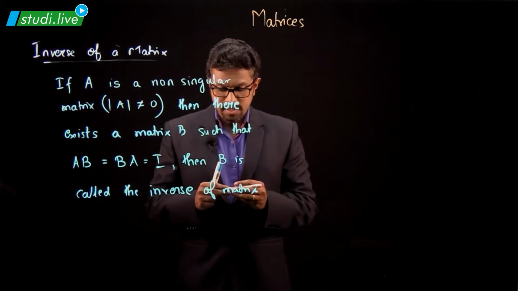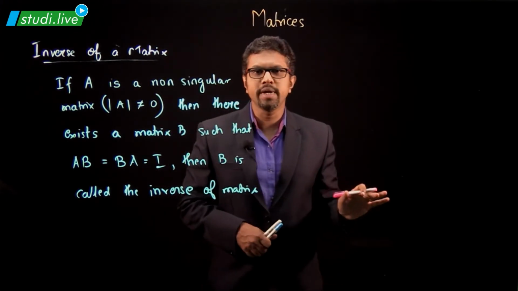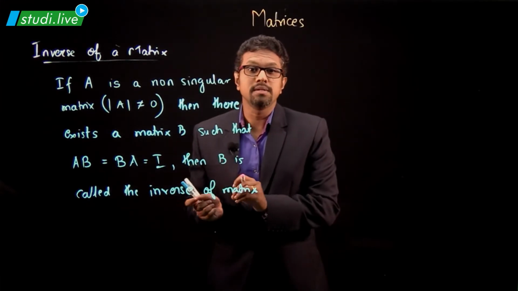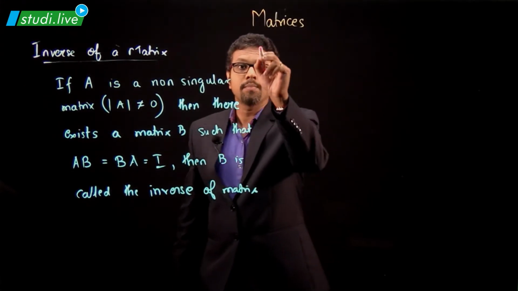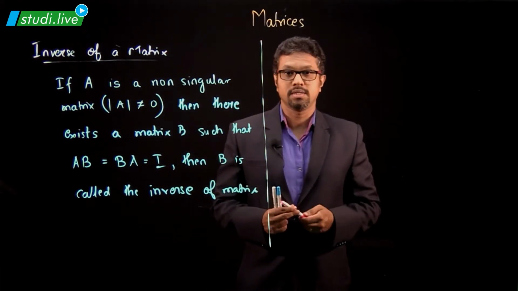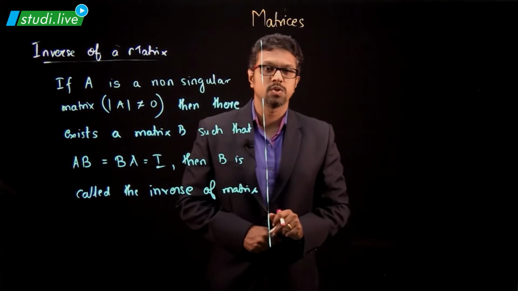Now, if you remember in the last properties we have discussed that A into B is generally not equal to B into A for matrices, but over here A into B is equal to B into A. This happens only when we are discussing about inverse matrices. A into B equal to B into A is satisfied when we have inverse matrix.